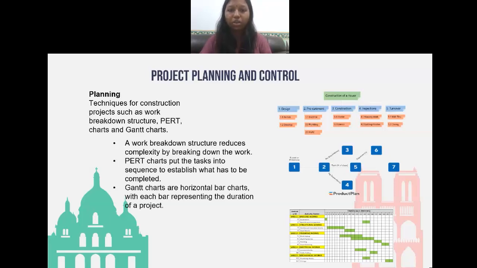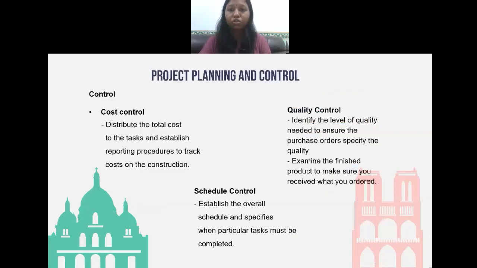Gantt charts are horizontal bar charts in which each bar represents the duration of a task, which means marking and grading should be finished in this duration. Glazing should be finished in this duration. So these Gantt charts are helpful to represent the duration of a project. These are the examples of work breakdown structure, PERT charts, and Gantt charts.